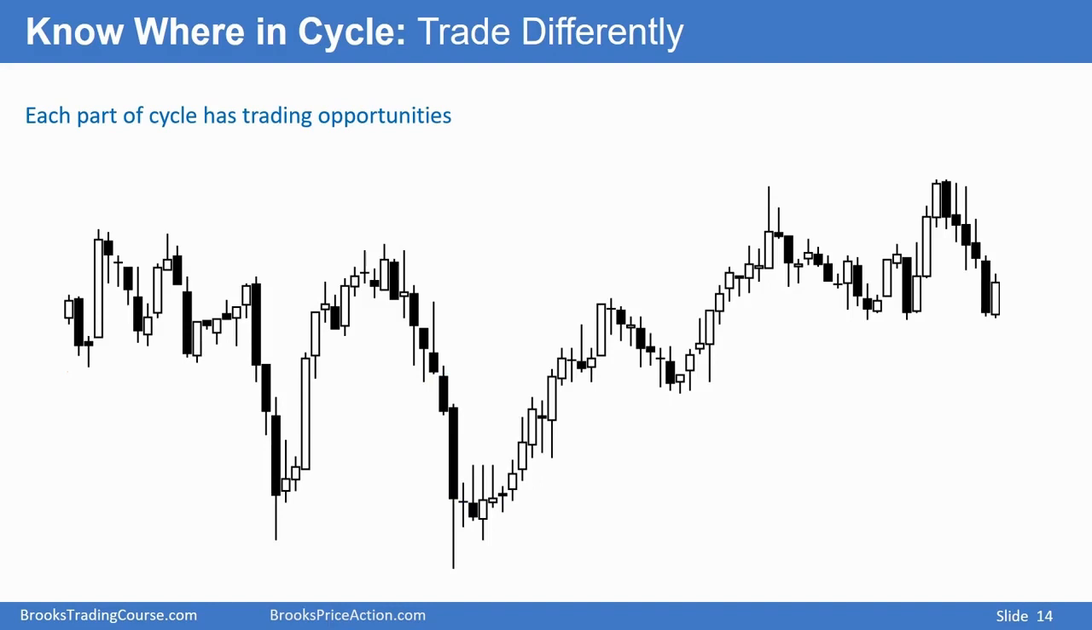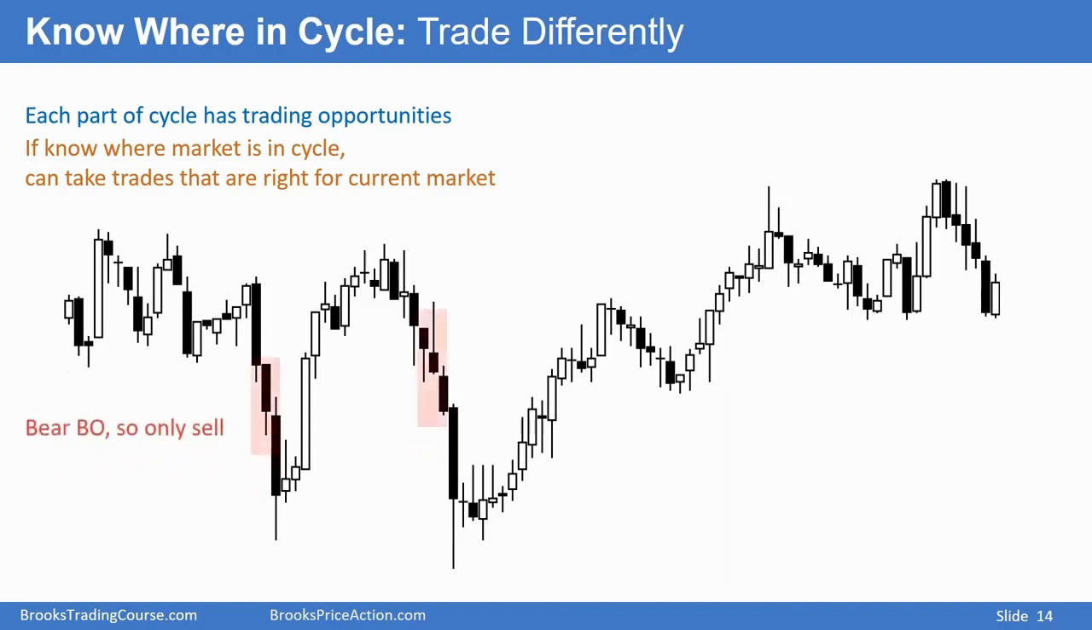Every chart can be made of breakouts, channels, and trading ranges, and I trade each part differently. And it's important for me to look at a chart and be able to figure out what the market is doing right now. And that determines how I trade. So when I see this or this, am I buying? No, it's a strong bear breakout. I'm only going to sell.